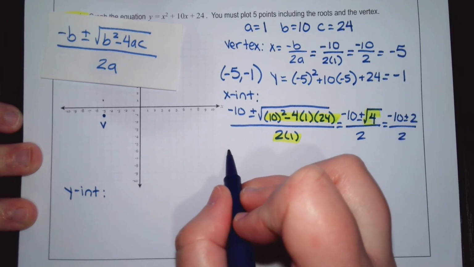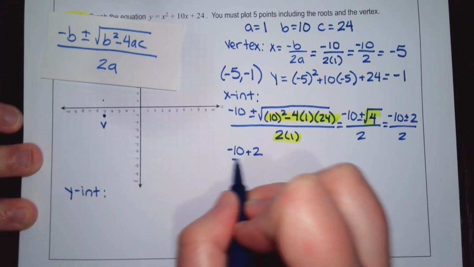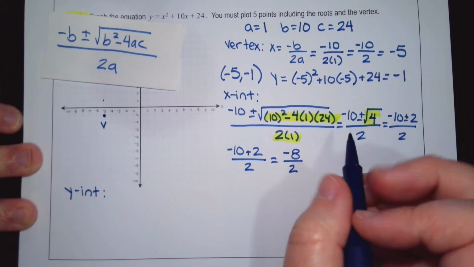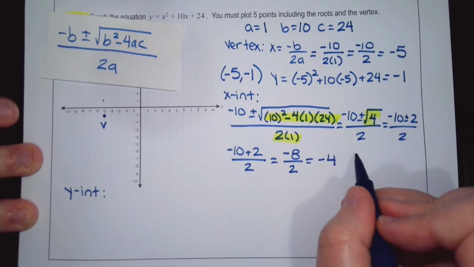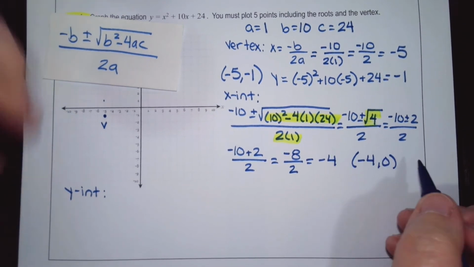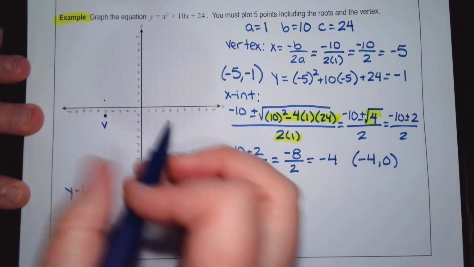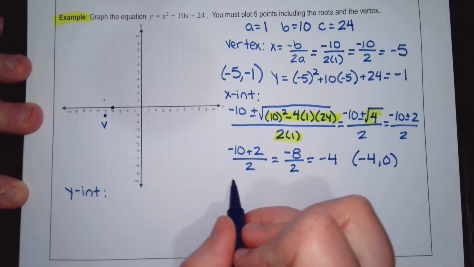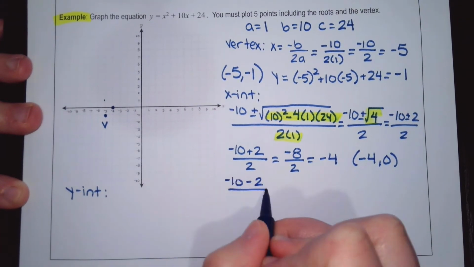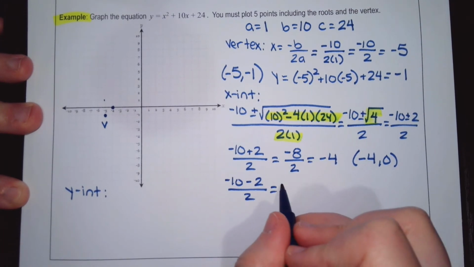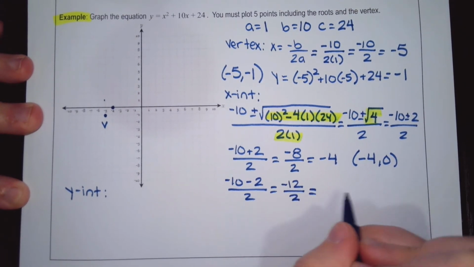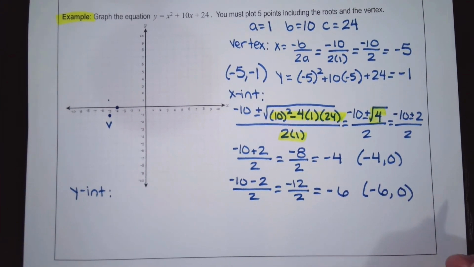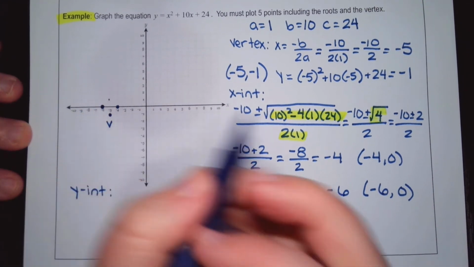So we now split them apart. Negative 10 plus 2 over 2 is equal to negative 8 over 2, which is negative 4. So negative 4, 0 is our first x-intercept. Then we have negative 10 minus 2 all over 2, which is negative 12 over 2, which is negative 6. So our next intercept point is negative 6, 0. And there we go.